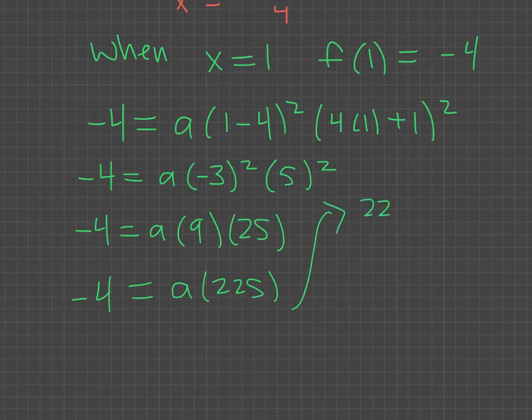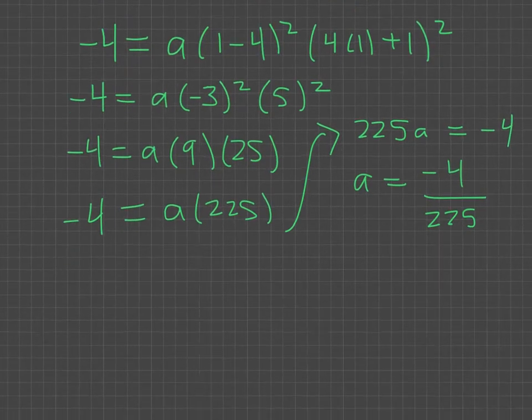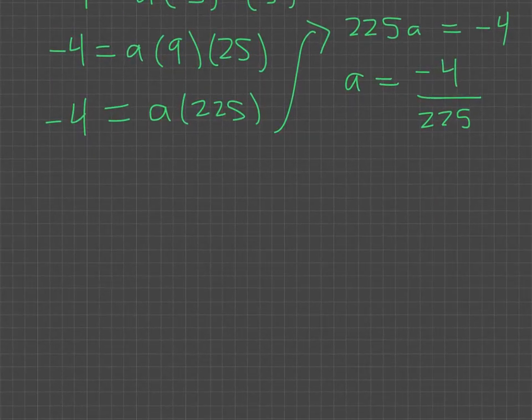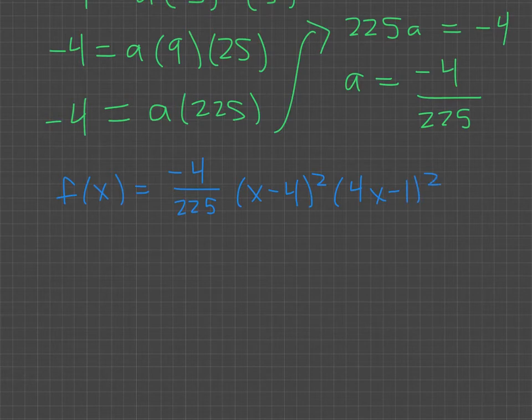So 225a equals negative 4. To get a, we divide both sides by 225, and we get a is equal to negative 4 over 225. All right, so now we can write down our function: f of x equals, plug in what we found for a, negative 4 over 225, times x minus 4 squared times 4x plus 1 squared. And that is our polynomial function of least degree.